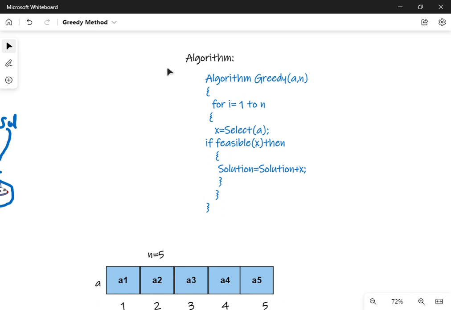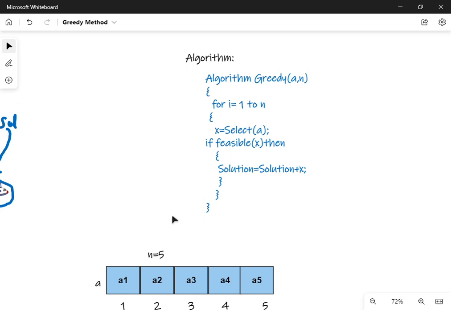Let me tell you one thing. Why do we use the greedy method? We use the greedy method to solve optimization problems. There are two other methods also to solve optimization problems, which are dynamic programming and branch and bound. And the third method is the greedy method. Today we'll discuss only the greedy method. So what does its general algorithm say?